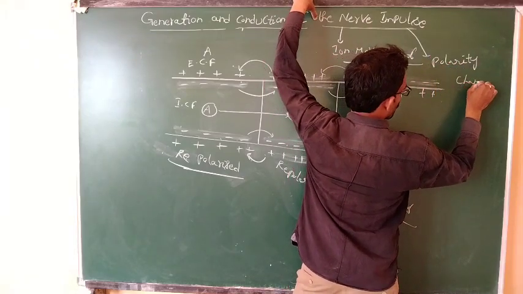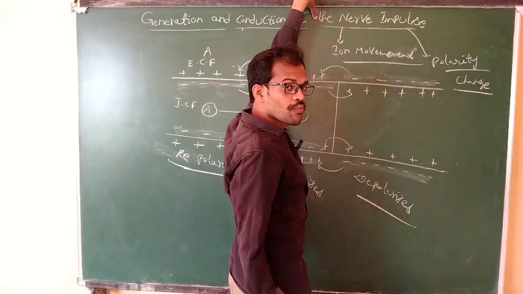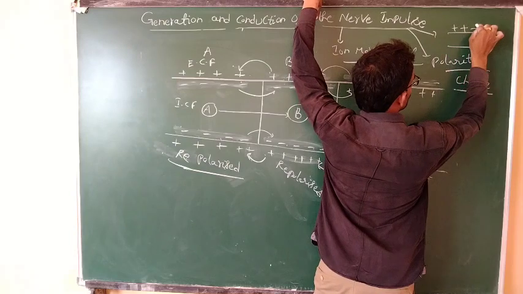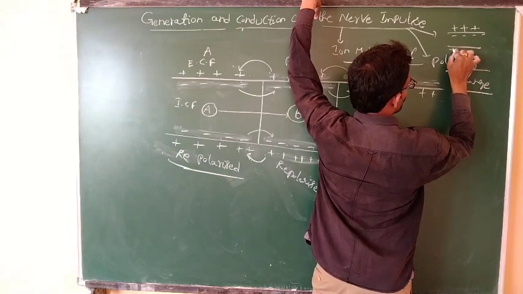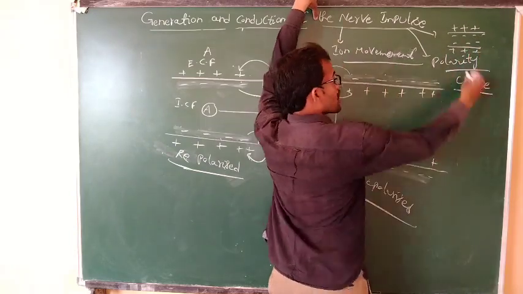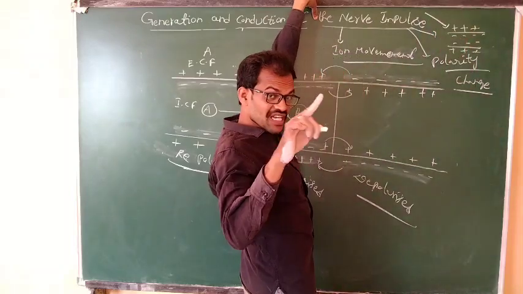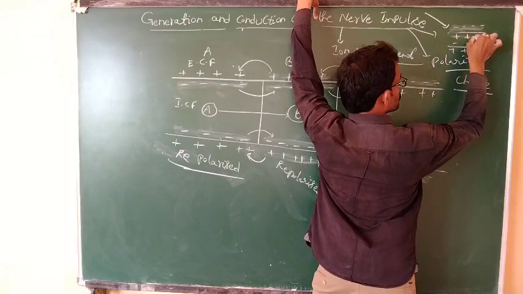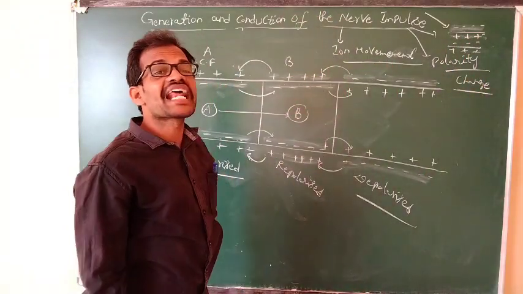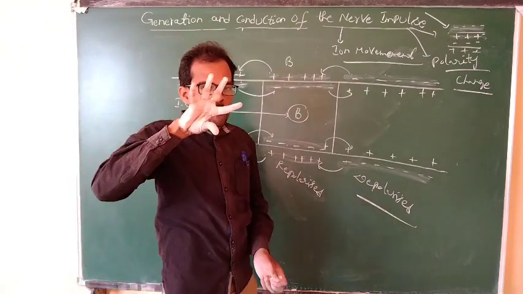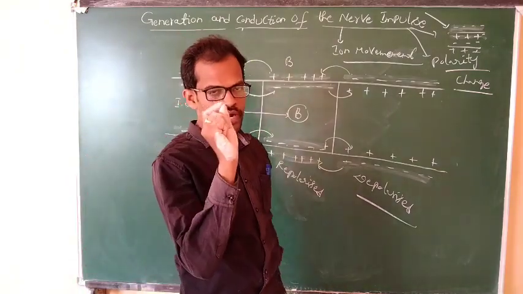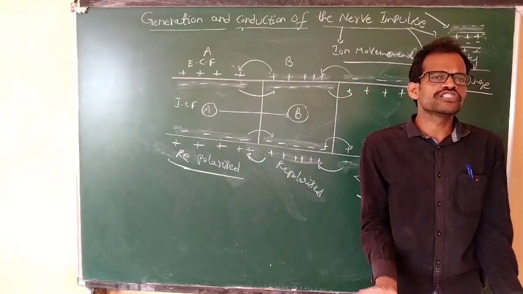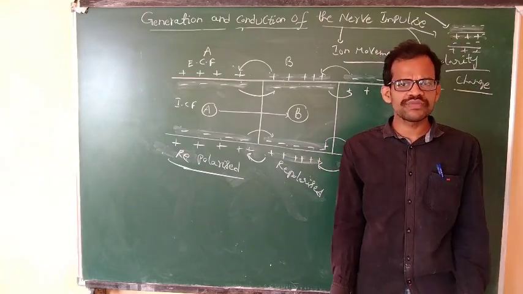Polarity change means generation of the nerve impulse. Outside is positive, inside is negative. Once they receive the stimulus, once they receive the signals, the charge reverses: outside negative, inside positive. That is nothing but the nerve impulse. Nerve impulse means the polarity change. Remember this one point: polarity change. The signals mean nerve impulse.